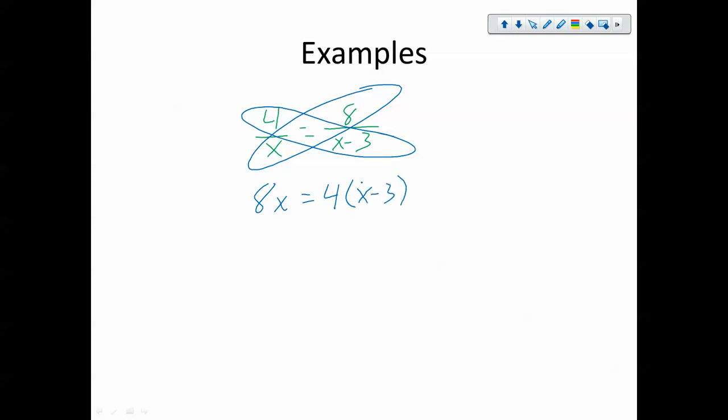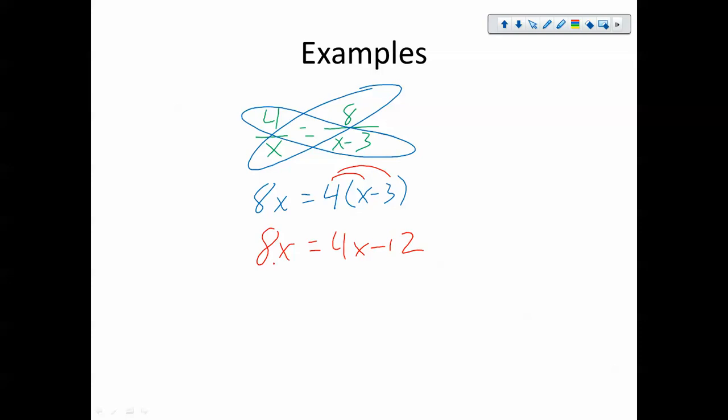Here's the big key difference. Here's sort of the extension from what we did yesterday. This 4 is multiplying x minus 3, meaning it has to multiply the entire quantity. And so this is 4 times the quantity x minus 3. So we're going to need to distribute that 4, and we end up with 8x equals 4x minus 12.